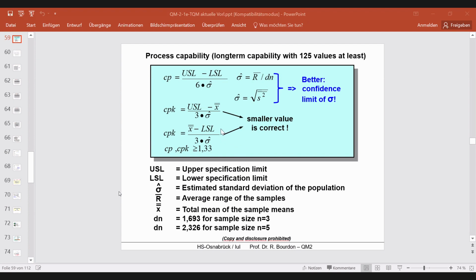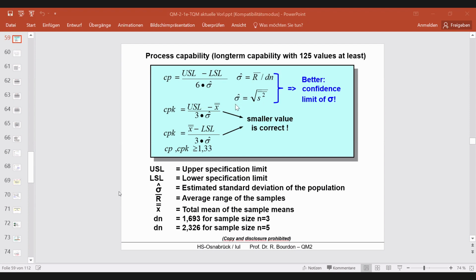And as you see here, you can estimate the standard deviation, sigma roof. There are 3 options to do this. At first, you can take this equation which I showed you before in the first lecture, QM1. This is estimation of the standard deviation on the basis of the mean of the ranges. Here it is the mean of the standard deviations.